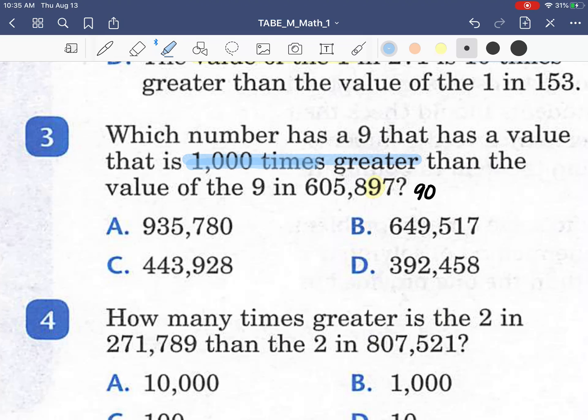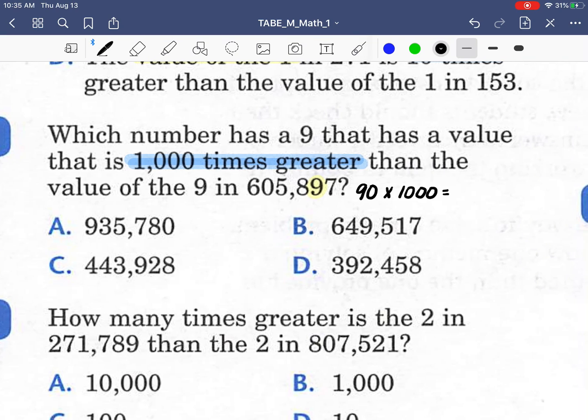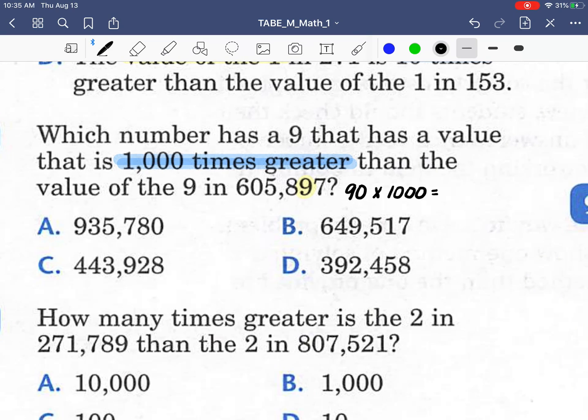So is that building up or breaking down? It is building up. We're building up 1,000 times that number. So this time we have to multiply. And here's a little trick for you. If you're doing 90 times 1,000 and you don't have a calculator, count the zeros. And let me just draw this out for you. There's a 0 and there are 3 zeros. So you have a total of 4 zeros. And then 9 times 1 is 9.